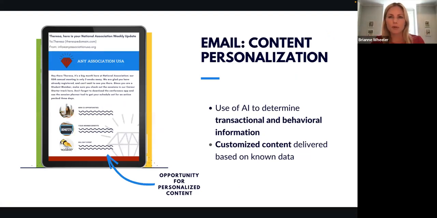Then you have this next level, which is content personalization. So beyond segmentation, you might use AI to take that transactional and behavioral information and then say, okay, we're actually going to customize the Hill Day event. This Hill Day event right here, we're just going to give to people who have attended before, and everybody else will get something else.